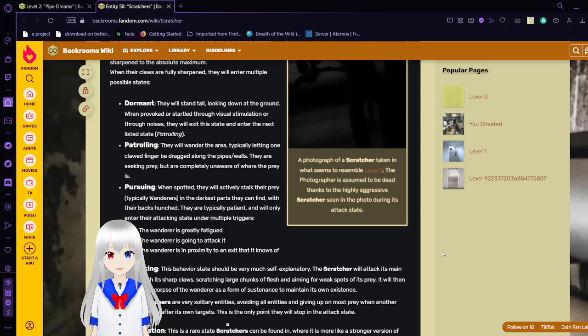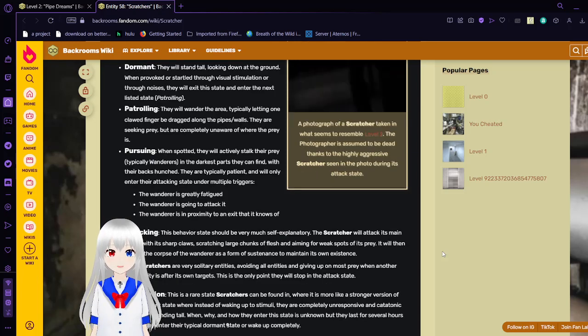They are seeking prey, but are completely unaware of where the prey is. Pursuing. When spotted, they will actively stalk their prey, typically wanderers, in the darkest pits they can find, with their backs hunched. They are typically patient and will only enter their attacking state under multiple triggers. The wanderer is greatly fatigued. The wanderer is going to attack it. The wanderer is in proximity to an exit that it knows of.